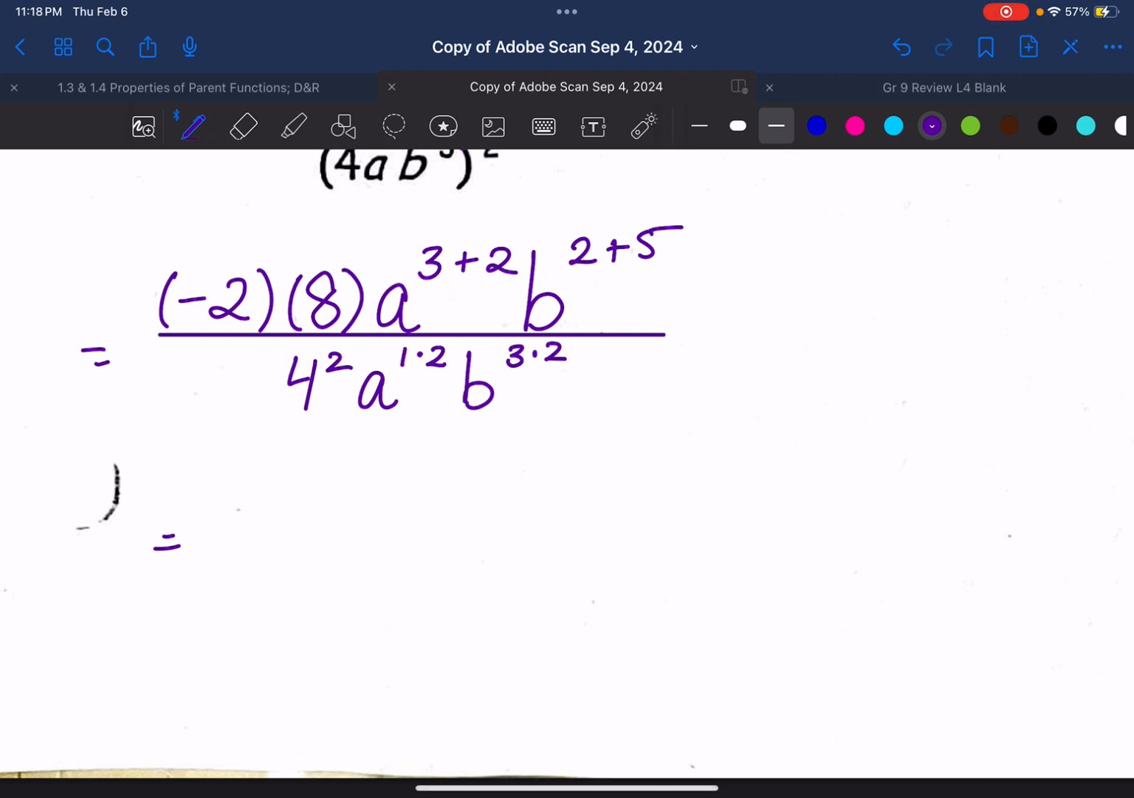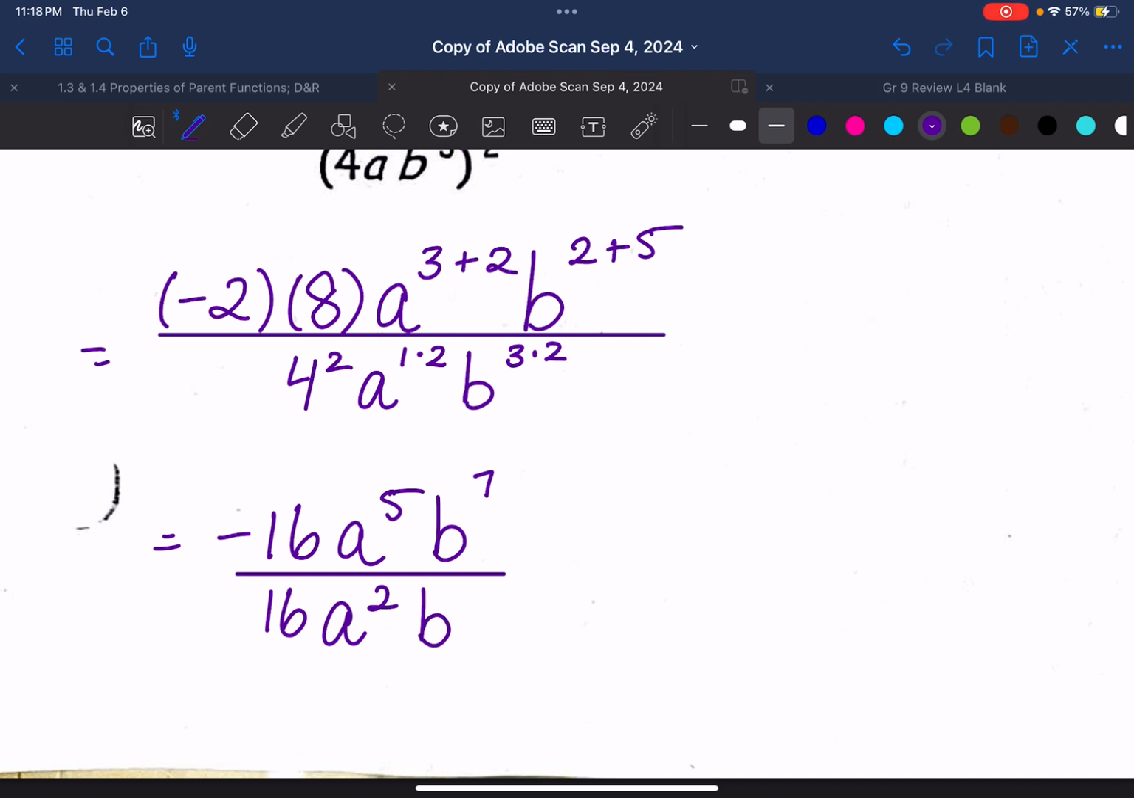Okay, if I get into simplifying, I know that negative 2 times 8 is negative 16. I know that my A exponent in the numerator is going to simplify to 5. And B is going to simplify to 7. And then if I do the same thing in the bottom, 4 squared, that's also going to give me 16. For A, the exponent will be 1 times 2, which is just 2. And then for B, the bottom will be 3 times 2, so 6.